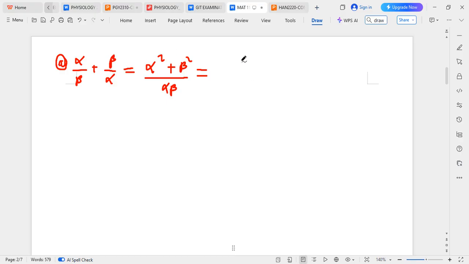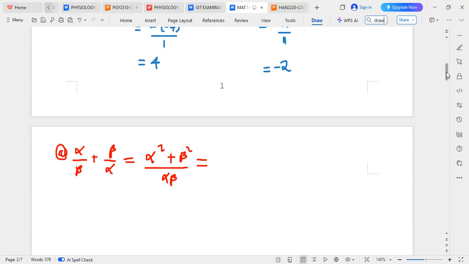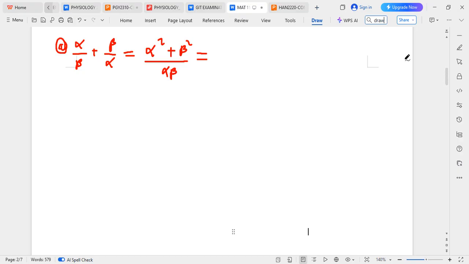Now we don't have alpha squared plus beta squared. We don't know what that means, because the only things we can substitute are alpha plus beta and alpha times beta. So where there's alpha squared plus beta squared, you need to know that it is the same as alpha plus beta squared minus 2 alpha beta.